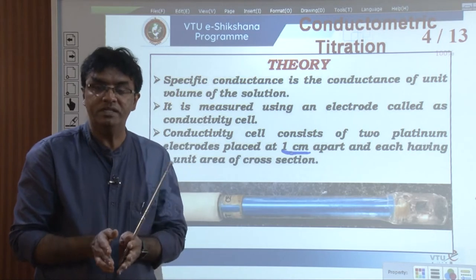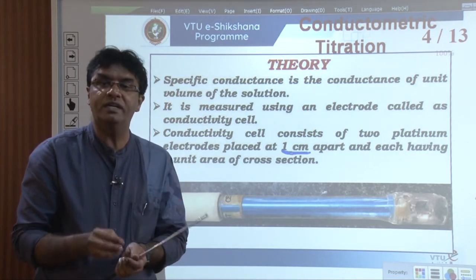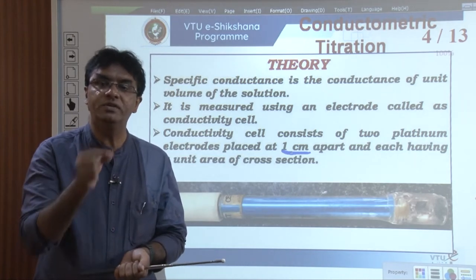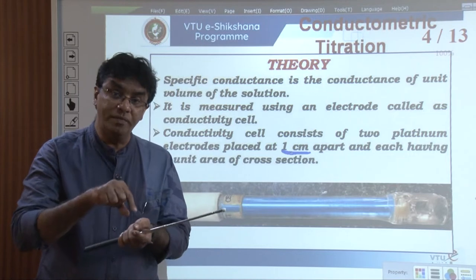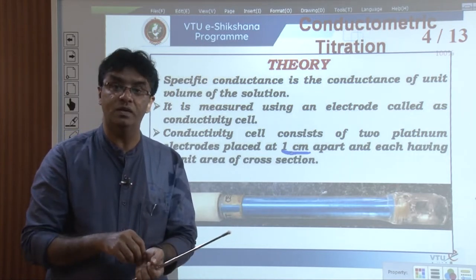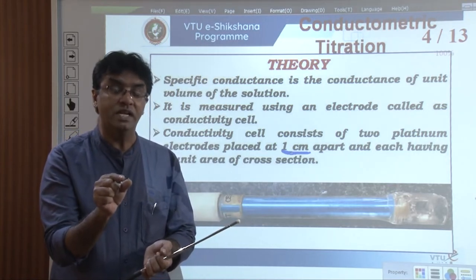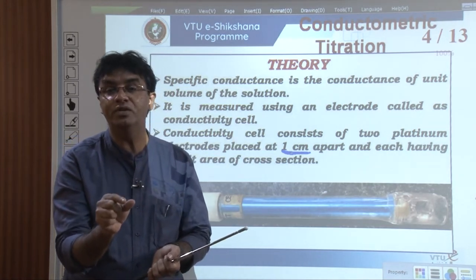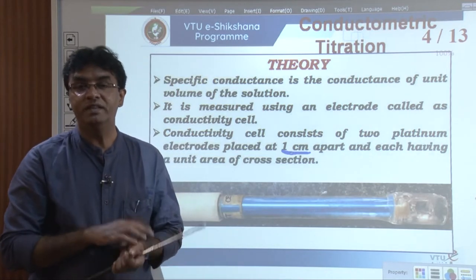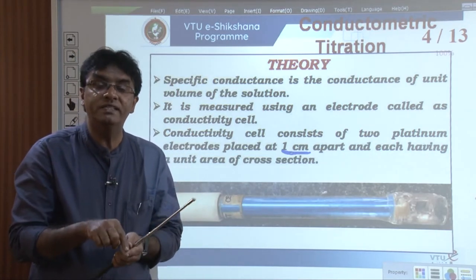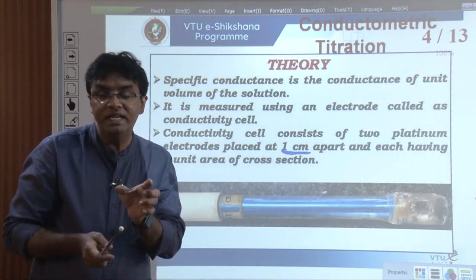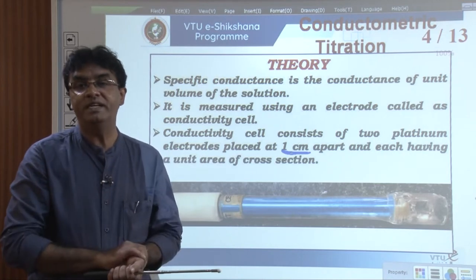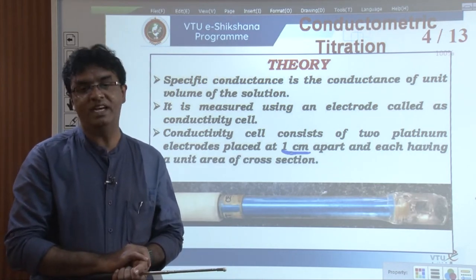So that means, suppose in a beaker you have taken 100 ml, or 100 cm cube, of some electrolytic solution. Into that you are dipping the conductivity cell. Though the beaker contains 100 cm cube of the electrolytic solution, between these two platinum electrodes of the conductivity cell there will be a presence of only 1 centimeter cube of the electrolytic solution. Therefore, these two electrodes together will detect the conductance of only that 1 centimeter cube of the electrolytic solution. Therefore, it helps in detecting the specific conductance of the electrolytic solution.